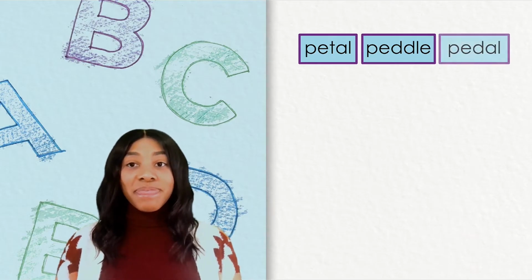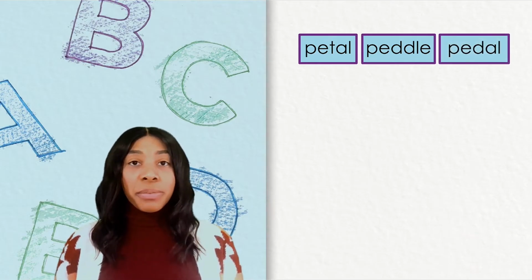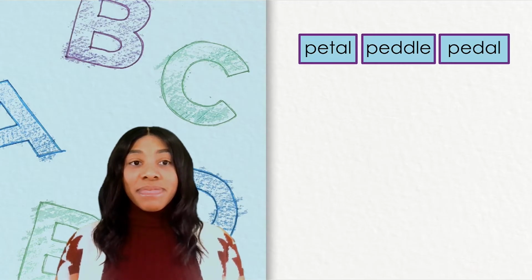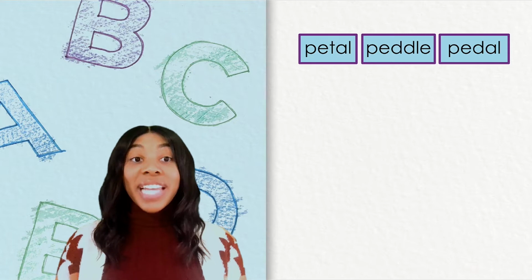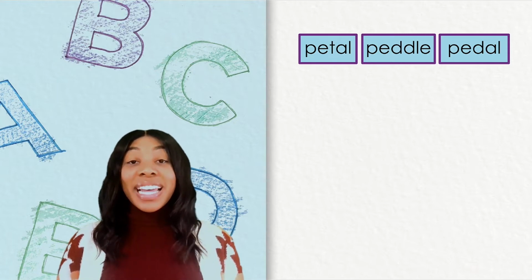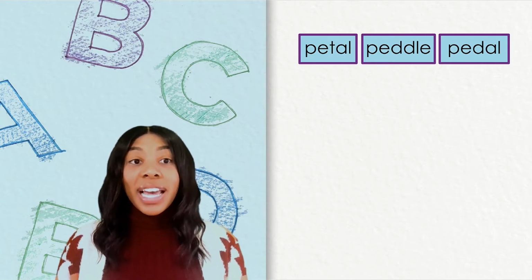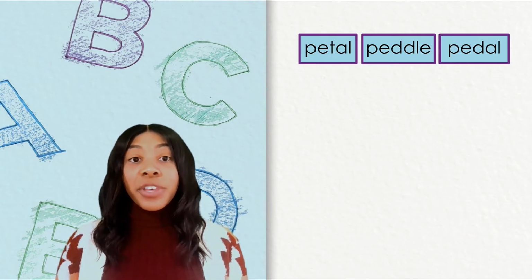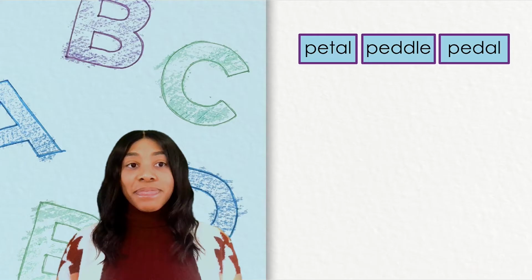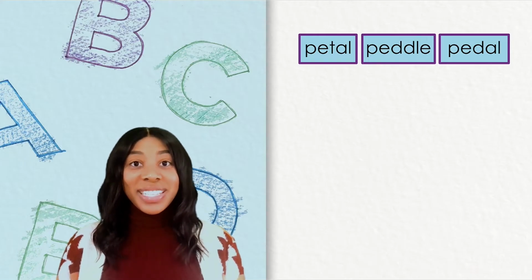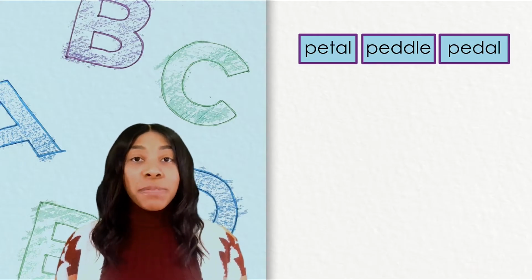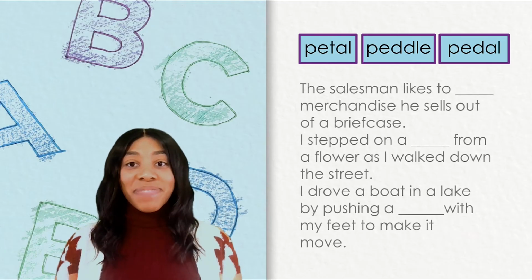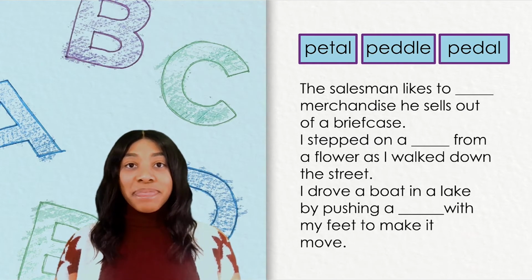Last one. What does this pedal mean? Pedal spelled with AL at the end means a lever you push with your foot, like in this sentence. Keep your foot on the pedal if you want the bike to move forward. Now I want to see if you can figure out which pedal goes in each blank. Listen carefully as I read.